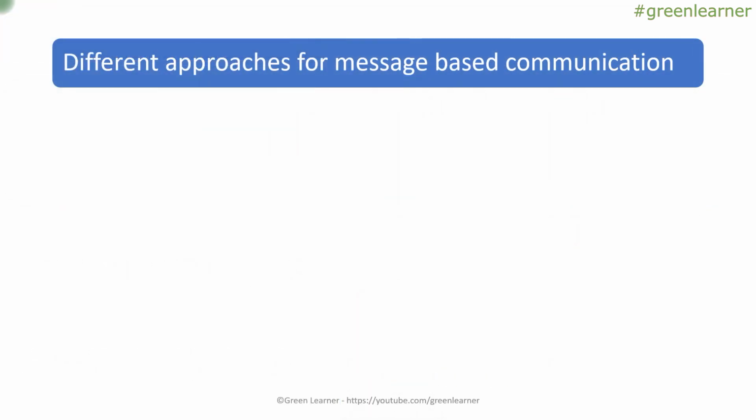There are different approaches for message based communication. The first category in asynchronous communication is notification. You can very much relate it to your mobile system. When you have enabled notifications for WhatsApp or any other website, you get a notification, you read it, and it is just for information purposes. Sometimes it is for information purposes, and sometimes you can respond to it.